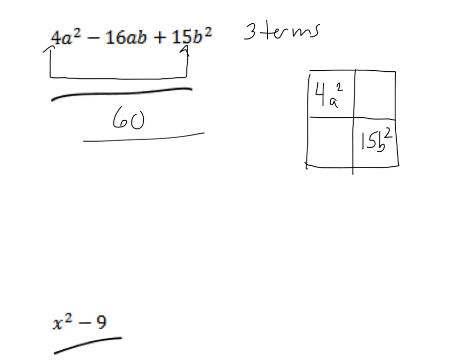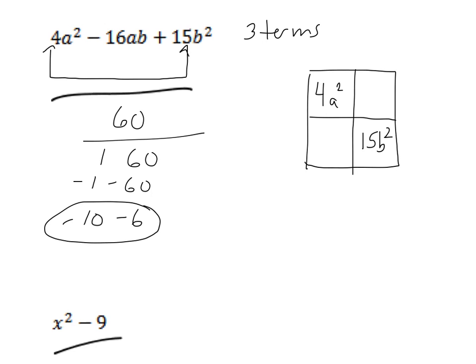Now there are a ton of numbers that multiply to 60. 1 and 60, negative 1 and negative 60. But the ones that will work for us are negative 10 and negative 6, because these do multiply to positive 60, but they add to negative 16. So we will put these 2 numbers in our box. So negative 10 and negative 6, doesn't matter where.